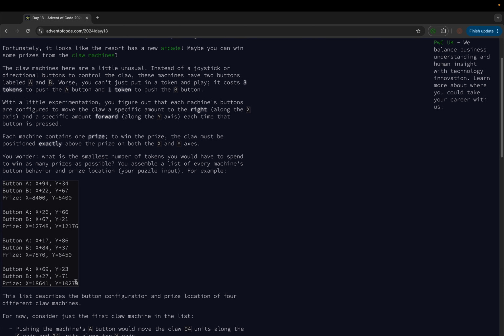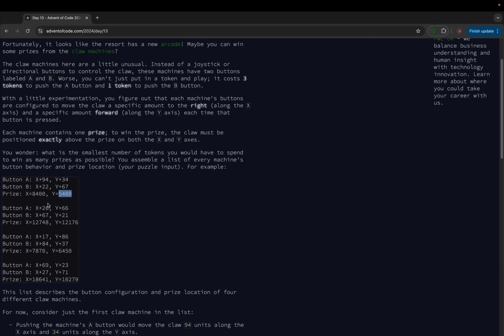So this is the input that we're getting, and it's a series of games. If we just take this one for example, for each of these buttons, if you press button A, it moves the x variable up by 94 points, and it moves the y up by 34 points. And similarly, this B button, x22 and y67. We need to find a combination of A and B presses that if you press them a bunch of times, X ends up being 8,400 and Y ends up being 5,400. And then there's different games.